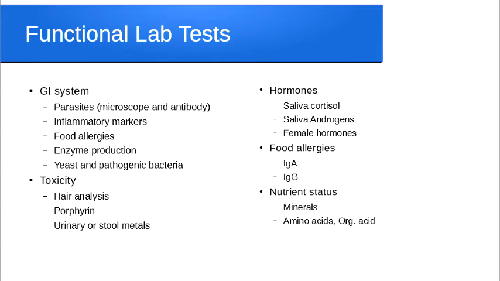You can look for markers of inflammation in the large and small intestine. There are IgA tests against food allergens. You can look for markers of pancreatic enzyme production. They can look for yeast, pathogenic bacteria. There's a lot of information about digestive system function that you can see on a functional lab test.